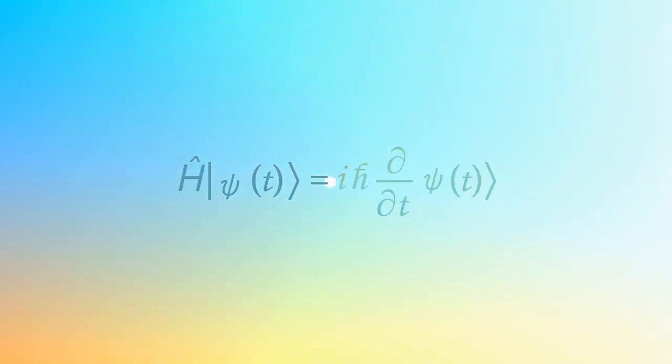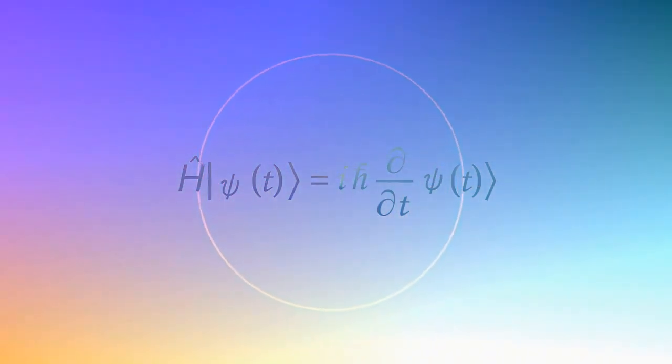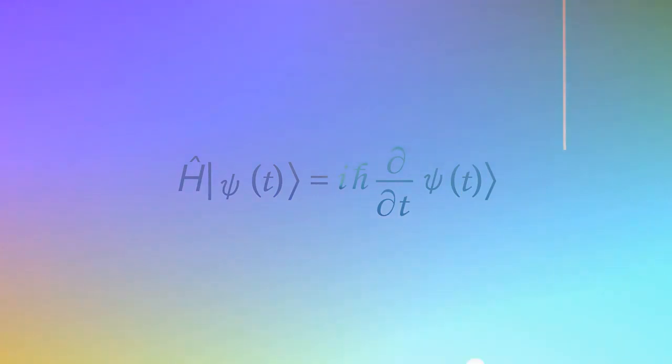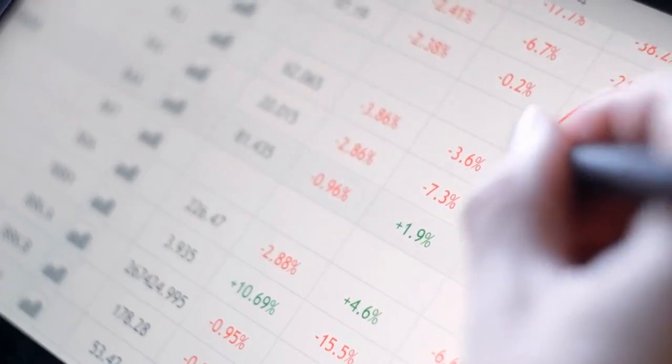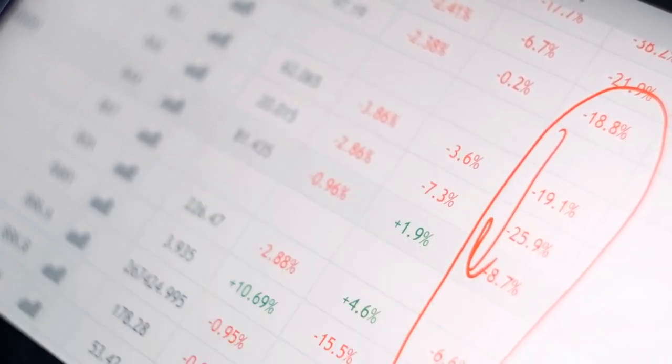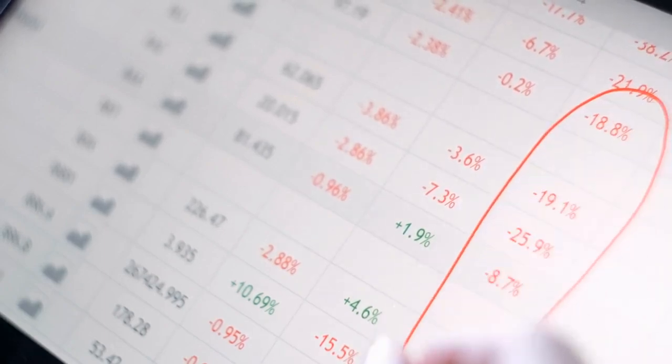The mathematical formulation of the Black Scholes model involves a partial differential equation known as the Black Scholes equation. This equation describes the evolution of the option price over time and can be solved using various mathematical techniques, such as the technique of solving partial differential equations known as the heat equation.